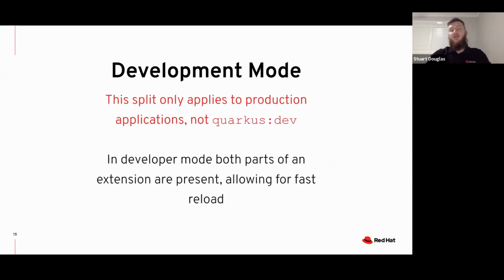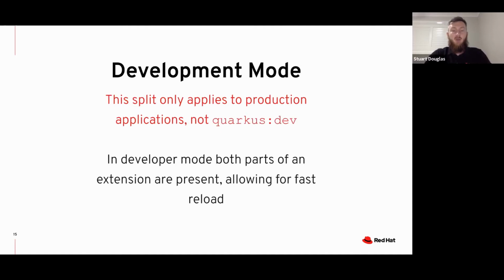Now, in that last talk, Georgios would have showed off development mode. You might be wondering how development mode is possible when none of that development stuff is present in the application. The answer is basically that development mode runs in a completely different environment. In developer mode, the deployment and runtime parts are present in the same application, and every time something needs to change, the deployment part reruns and effectively generates a new in-memory application.